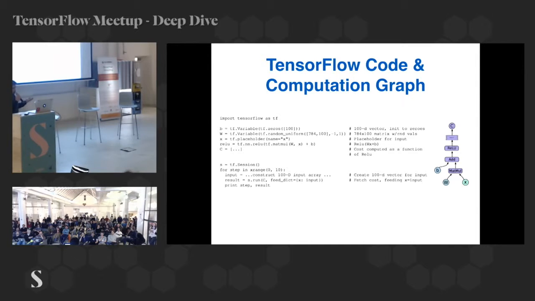You can create a placeholder which says this needs to be fed consistently. tf.zeros of 100 means I want an array of 100 dimensions with zeros in it. The second, tf.random_uniform. These functions are all defined in TensorFlow. Again, a 784 by 100 with a uniform distribution between -1 and 1.